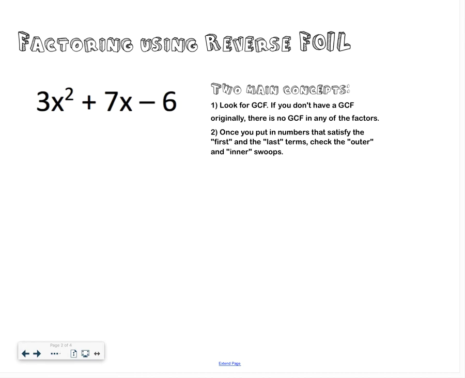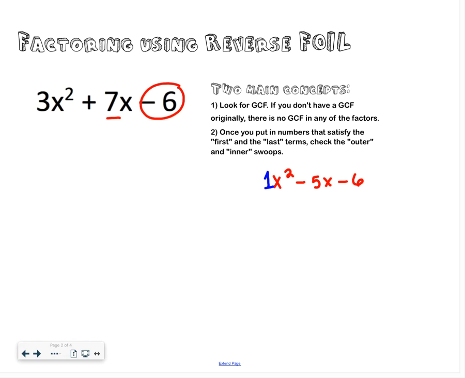So number 2, once you put in numbers that satisfy the first and the last terms, we're going to check the outer and inner swoops. So one thing that I think we as math teachers sometimes do wrong, and I'm guilty of it as well, is I'll say things like, oh, we just want the number that multiplies to be this and adds to be this. So we say that for polynomials that look like x squared minus 5x minus 6, where there's a 1 in front of the x squared.